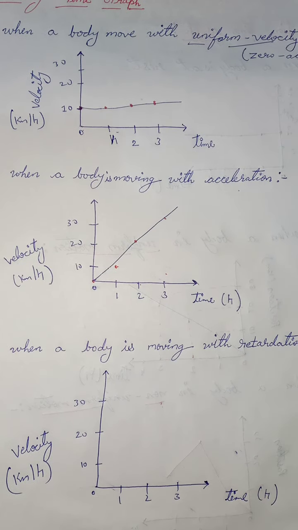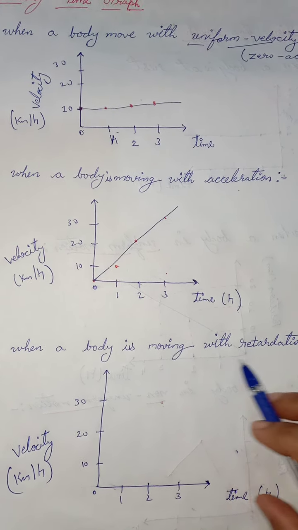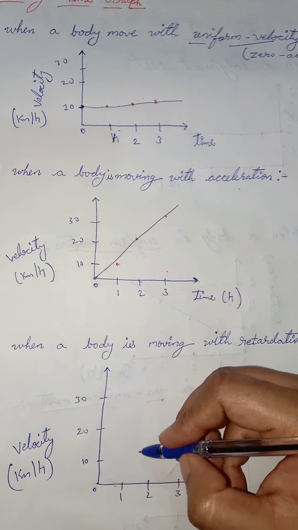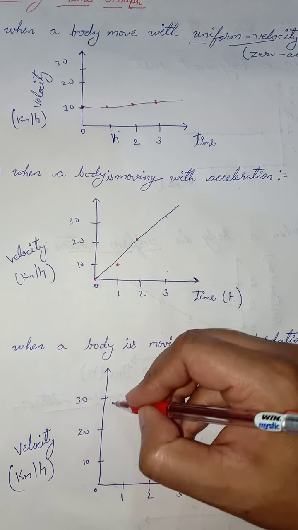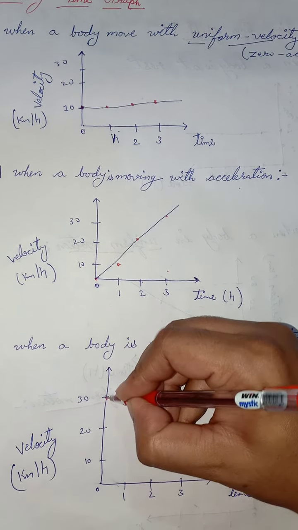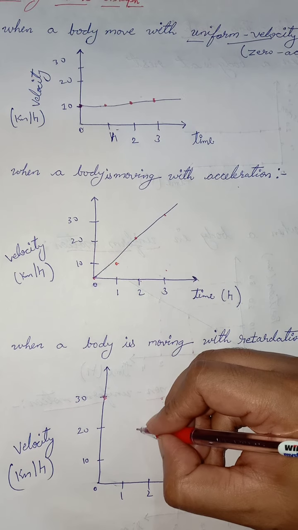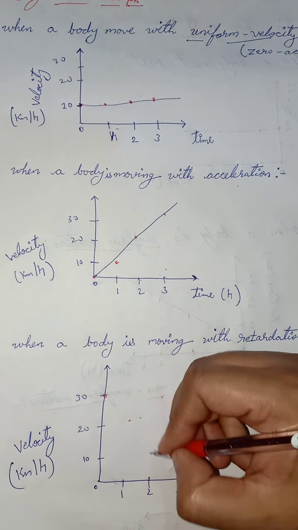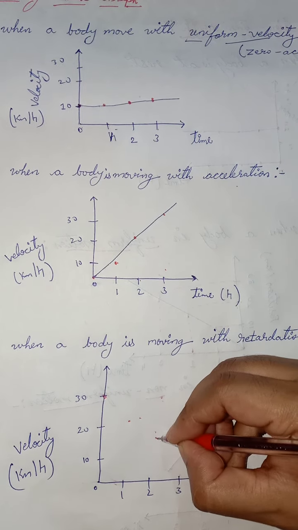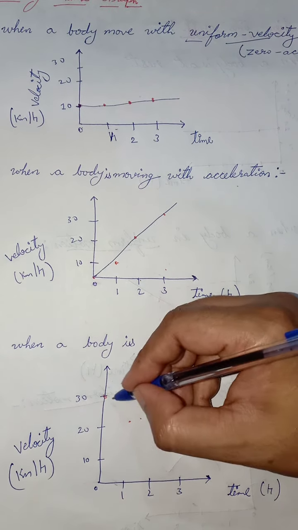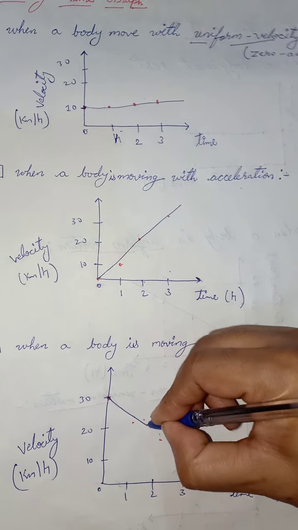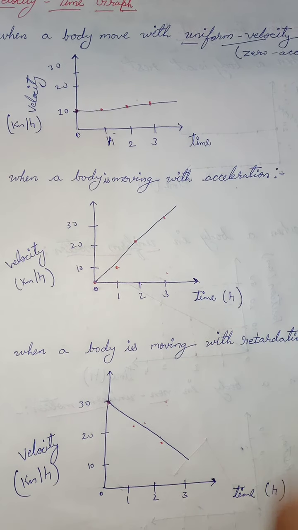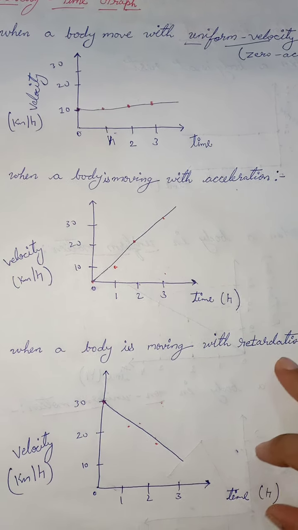Now it is for retardation. The third case we will see is retardation. In retardation the speed will reduce, so initially at 0 it will be at 30. In the next 1 hour it will reduce to 20. In the next 1 hour it will reduce to 10. So this type of graph, a linearly decreasing velocity pattern, will be drawn for a body in retardation.